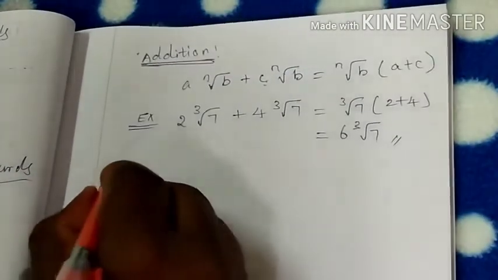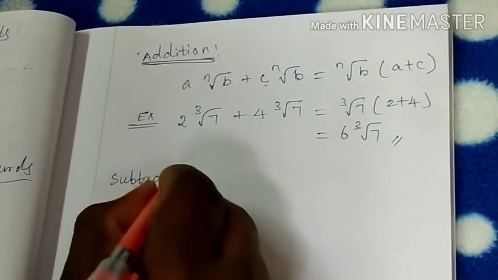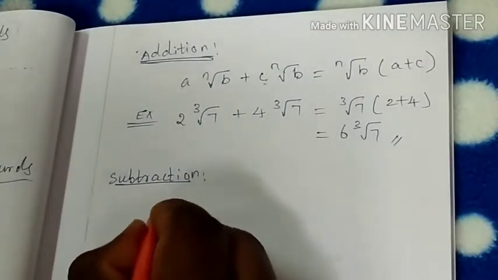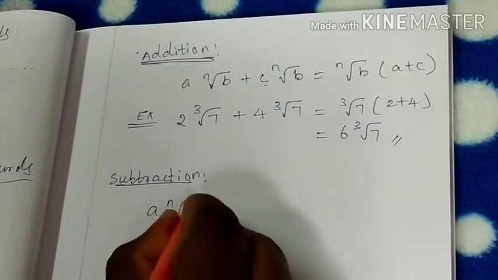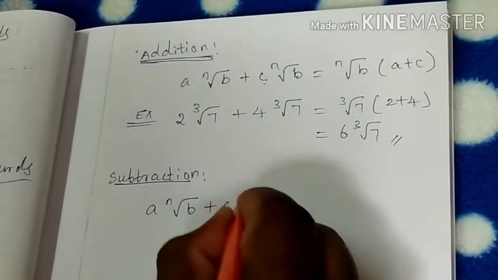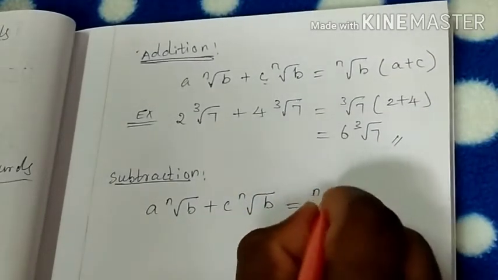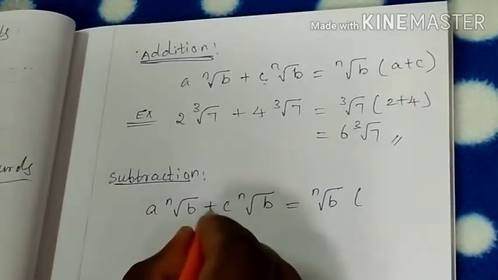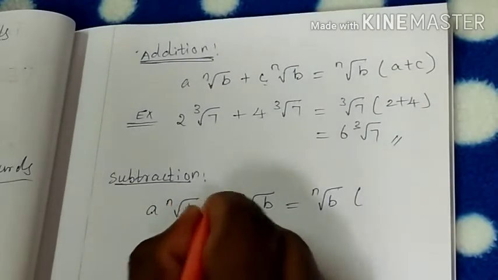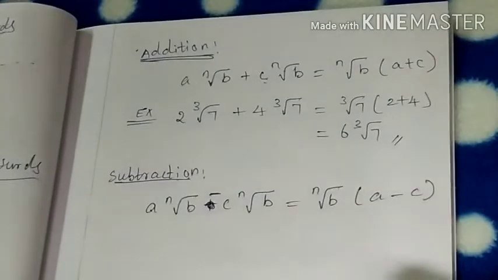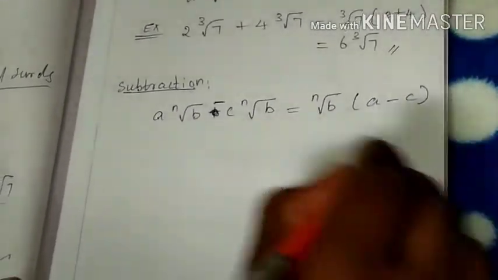Then subtraction. a into nth root of b minus c into nth root of b is equal to, nth root of b is common, then this is for subtraction, so minus, so a minus c, that's the general term.